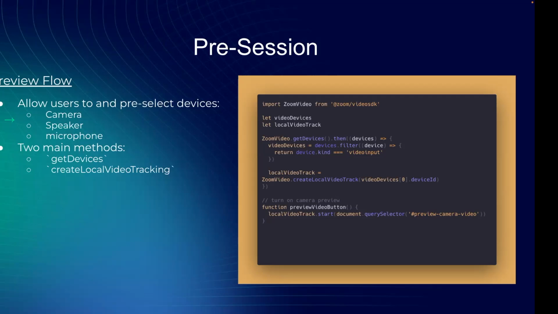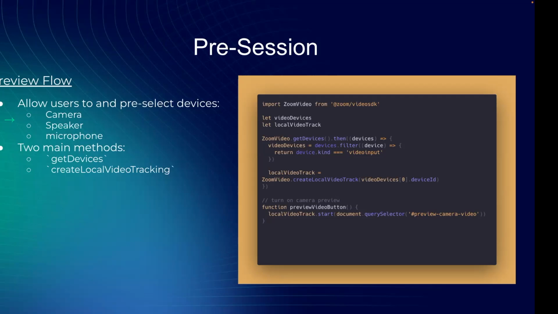Now let's take a second and walk through the snippet we see on the right side. The first thing that's happening is that we are importing the Zoom video object from the Zoom Video SDK package. Then we declare two global variables. One is video devices, which will be an array. The next one is our local video track, which, like Kelly mentioned, will use our local media. So we call that first method, getDevices.